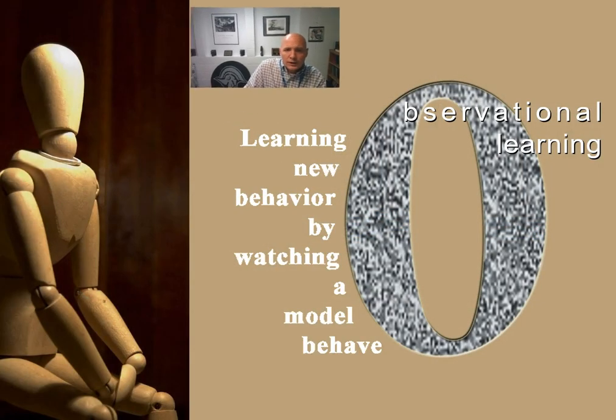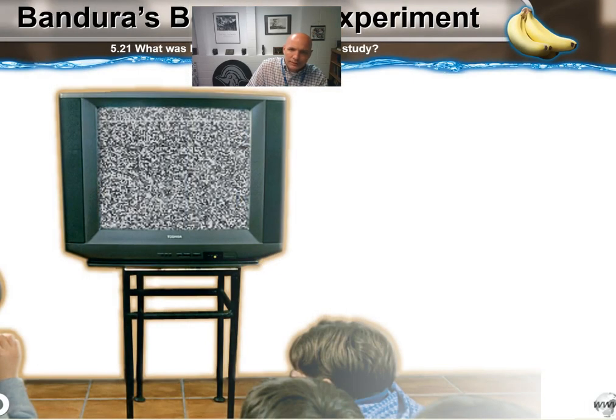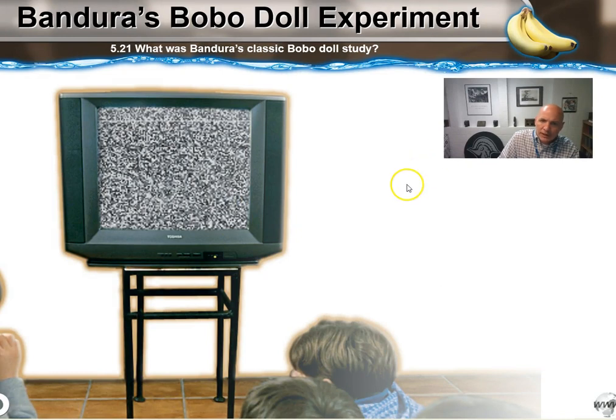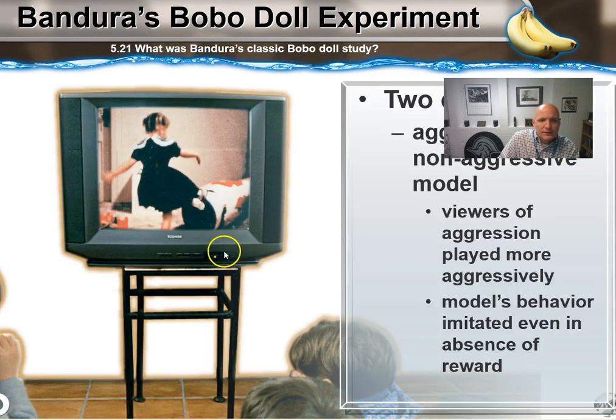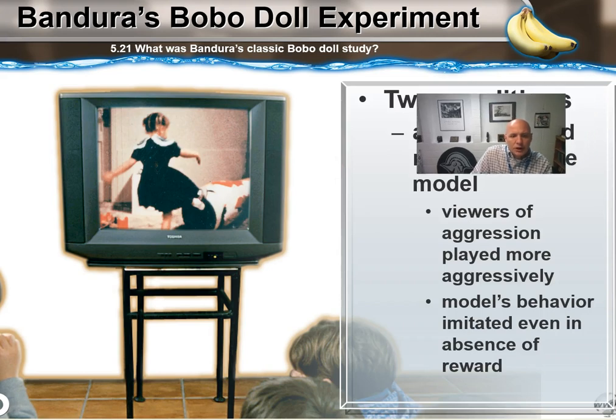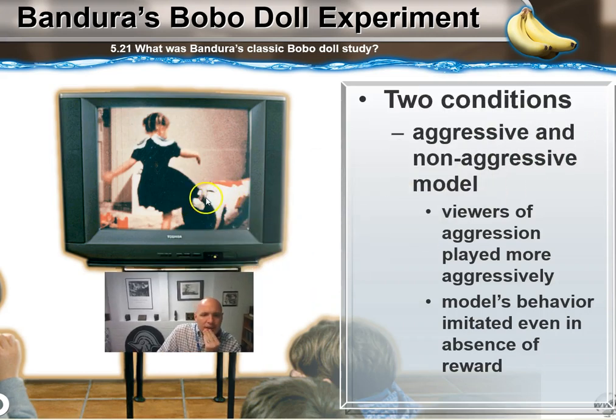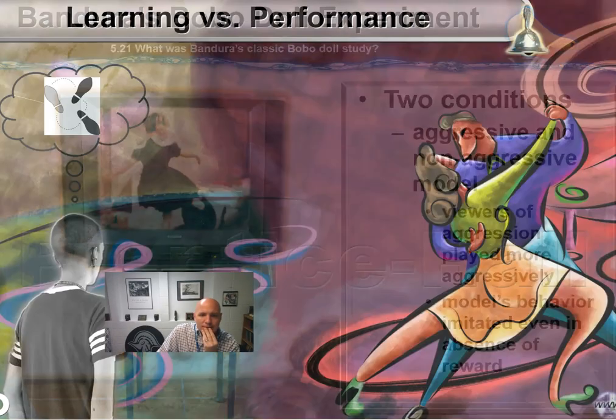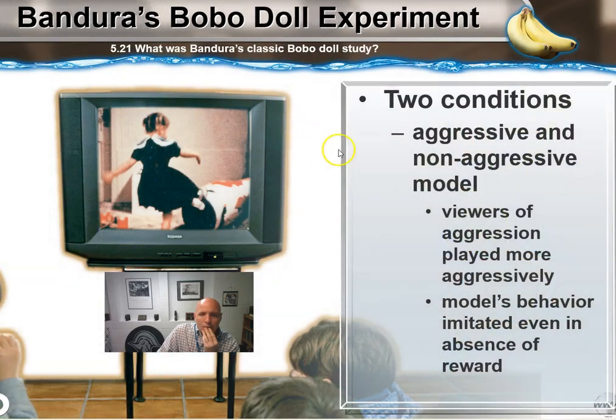So observational learning brings us to a final famous research study. This is learning new behavior by watching a model. And this brings us to Albert Bandura's classic Bobo doll experiment. Here you have a picture of a young girl, and she's kicking a clown doll. So what's the story behind this?